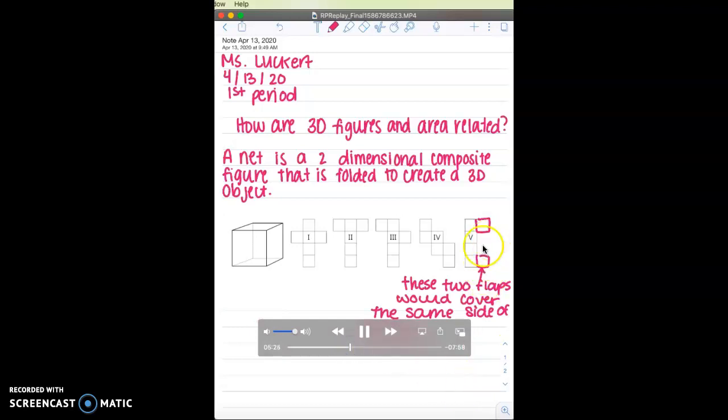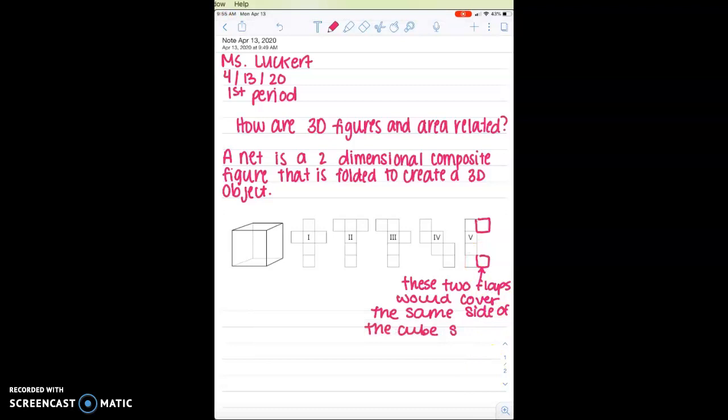So like I said, these two flaps or squares right here would cover the same side of the cube. So there would not be a top, or there would not be 6 bases for the cube, so it would not be a cube.